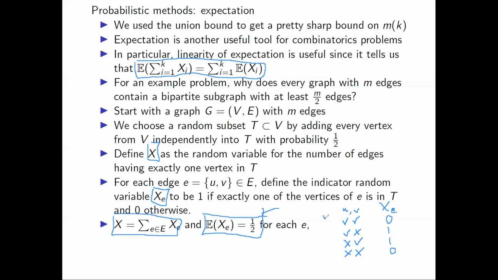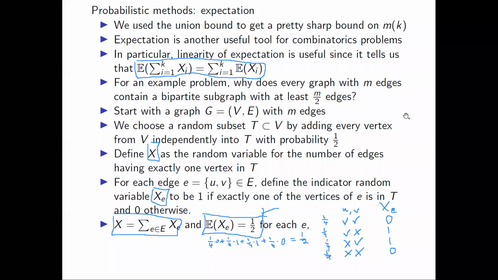Each of these events for U and V happens with probability 1/4. So the probability that both U and V are in T is 1/4. The probability that only U is in T is 1/4. The probability that only V is in T is 1/4. And the probability that neither one of them is in T is 1/4. So our expectation of xe is going to be 1/4 times 0 plus 1/4 times 1 plus 1/4 times 1 plus 1/4 times 0. So that's how we get the 1/2 there.